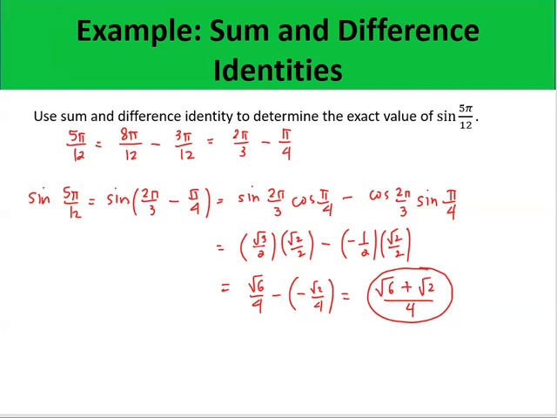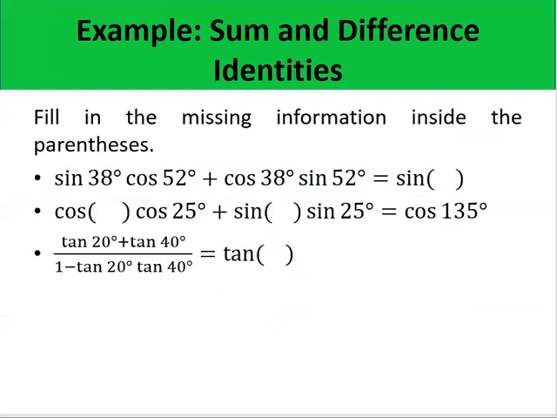Now, for additional examples on applications of sum and difference identities, let's try this out. Fill in the missing information inside the parentheses. For the first bullet, it says sine 38 degrees times cosine of 52 degrees plus cosine of 38 degrees times sine of 52 degrees. From the form of the left-hand side of this equation, this is a sum identity where A is 38 degrees and B is 52 degrees. This is equivalent to sine of A plus B. So 38 plus 52 is equal to 90, so this is equal to sine of 90 degrees.